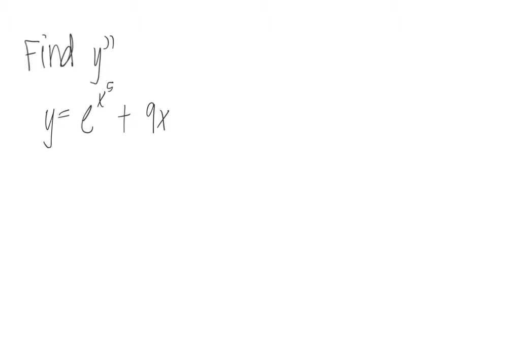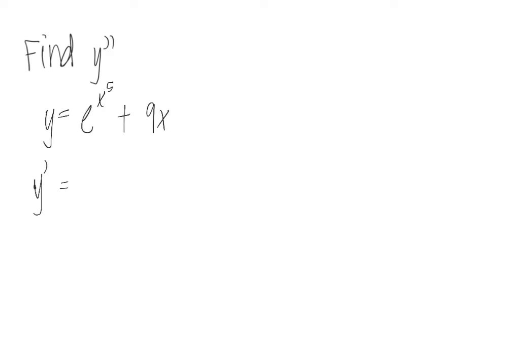So this problem is asking us to find y double prime, the second derivative, and our original function is y equals e to the power of x to the fifth plus 9x. So for that first derivative, I want you to realize, the derivative of 9x, that's just 9, okay? But e to the power of x to the fifth, that's a chain rule.